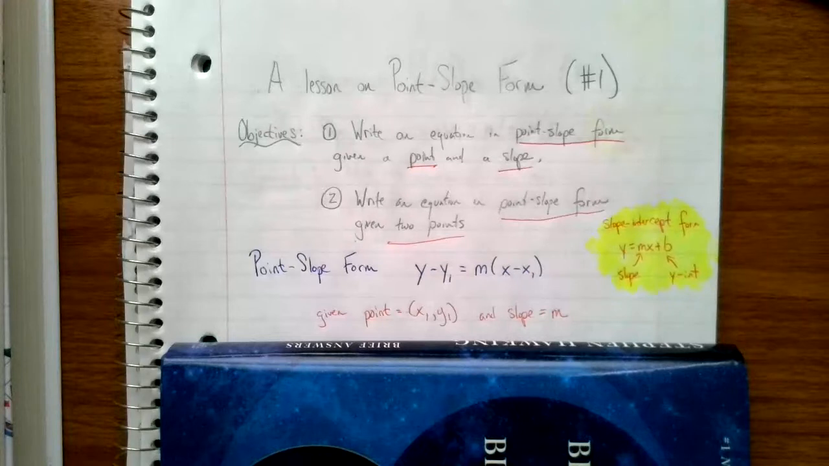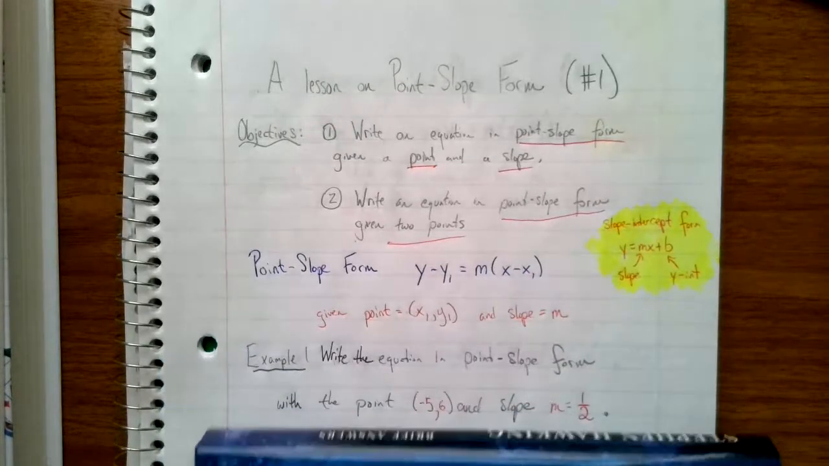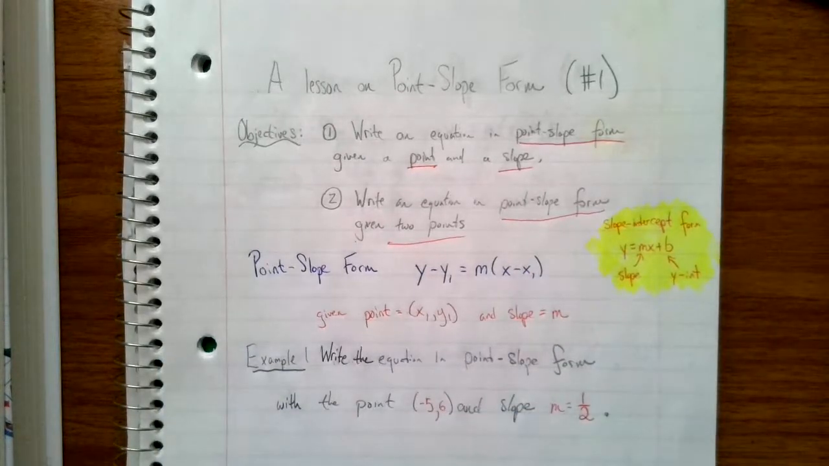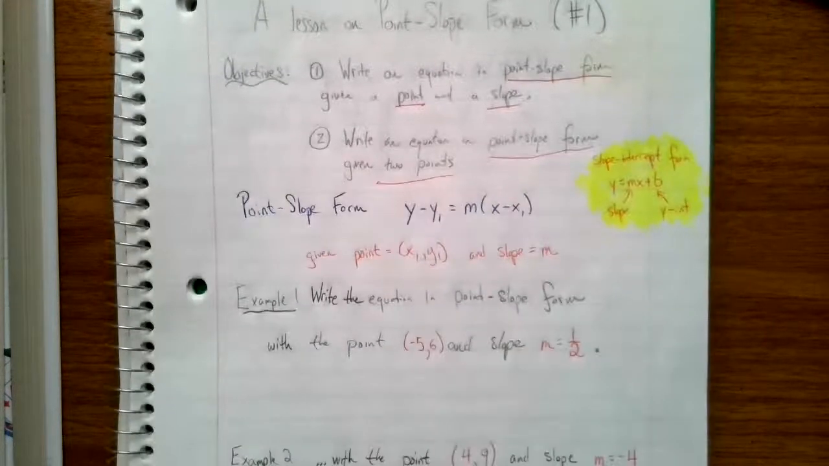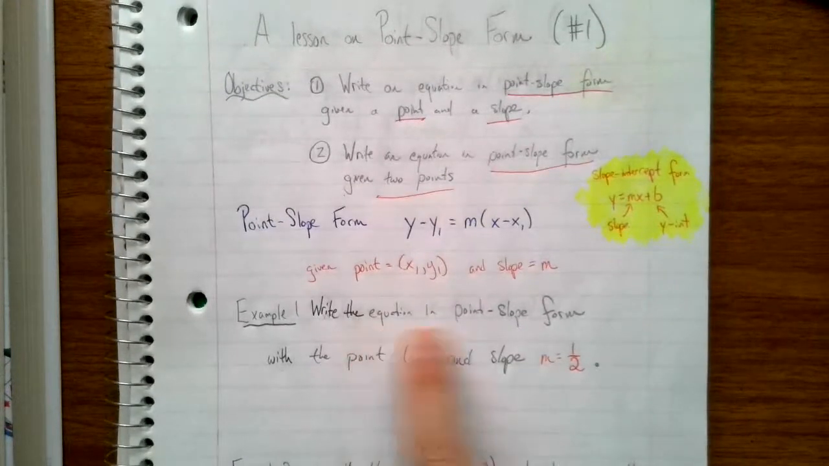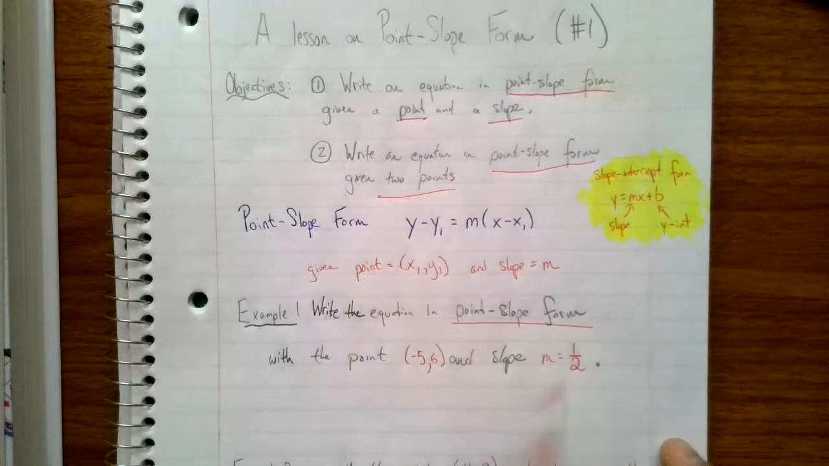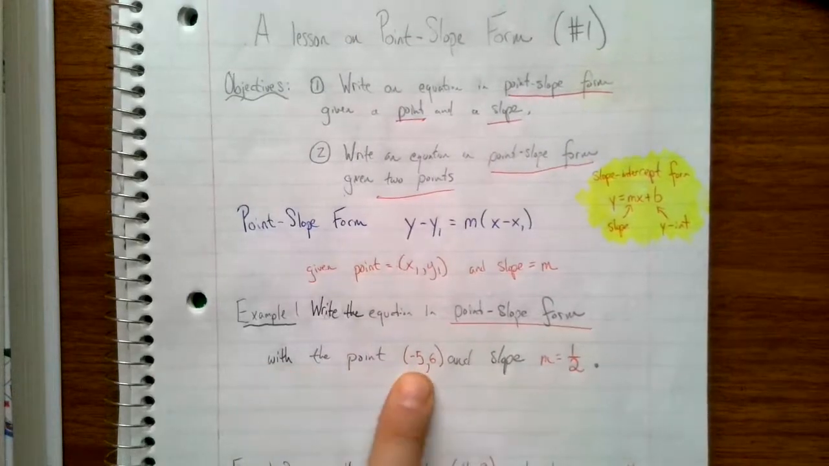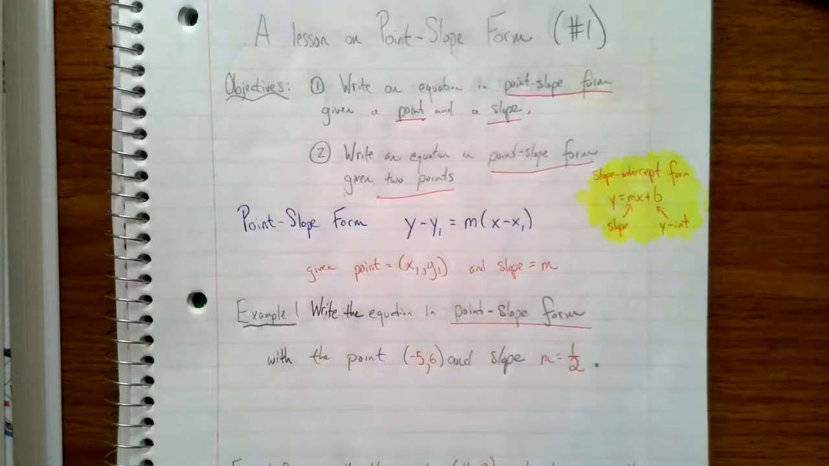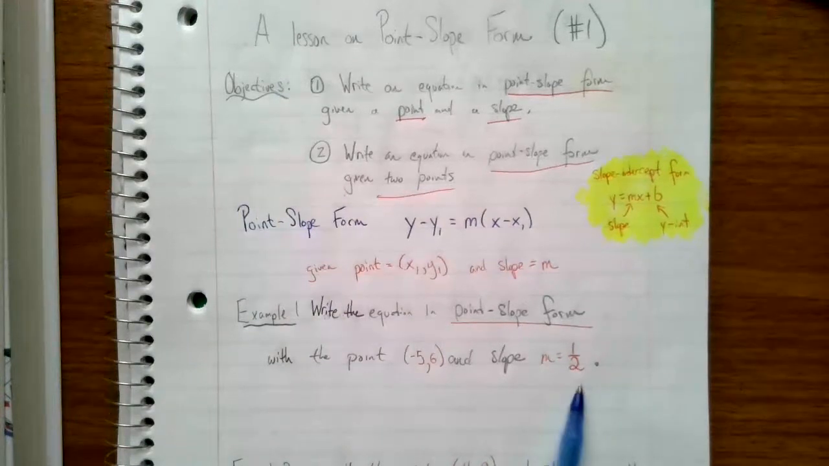So for our first objective, we have the example where we are asked to write an equation in point slope form given the point negative 5, 6 and the slope negative 2. So, excuse me, that's not negative 2. The slope is 1/2. The slope m is equal to 1/2.